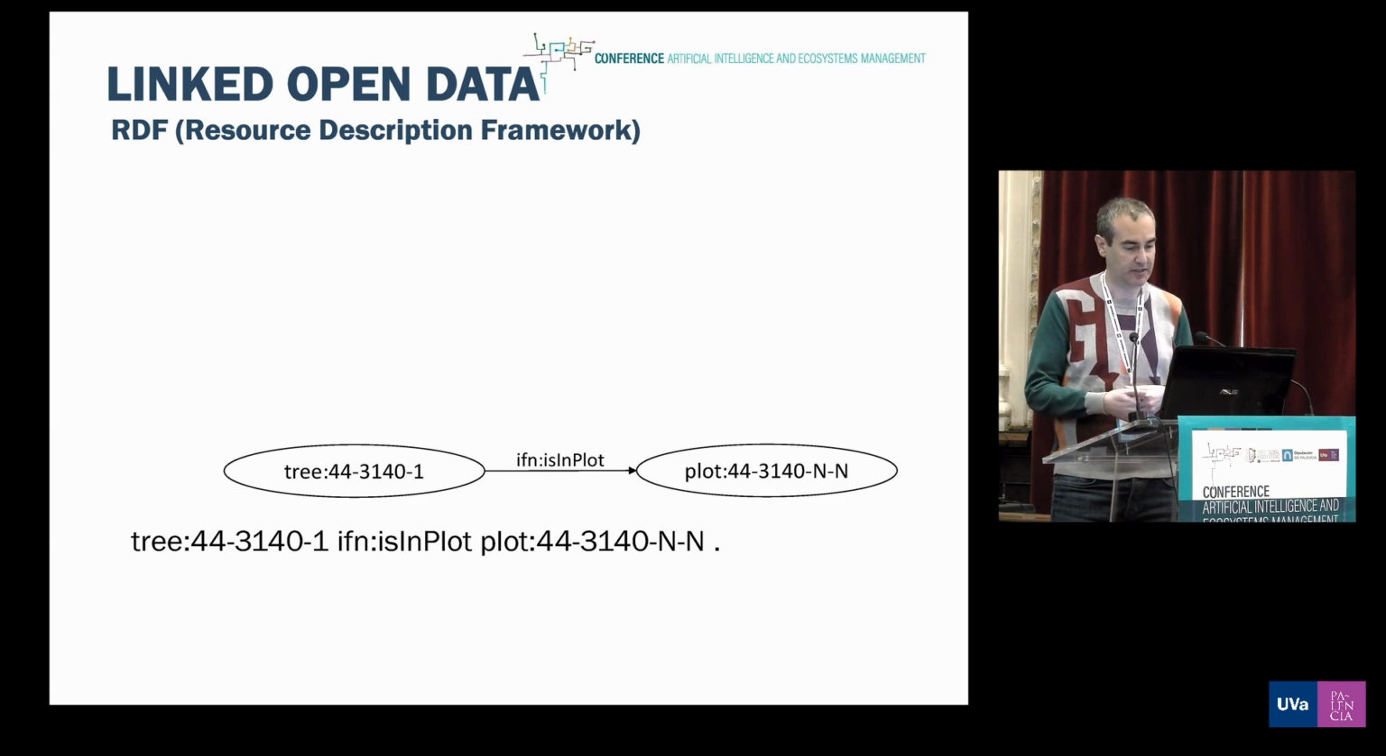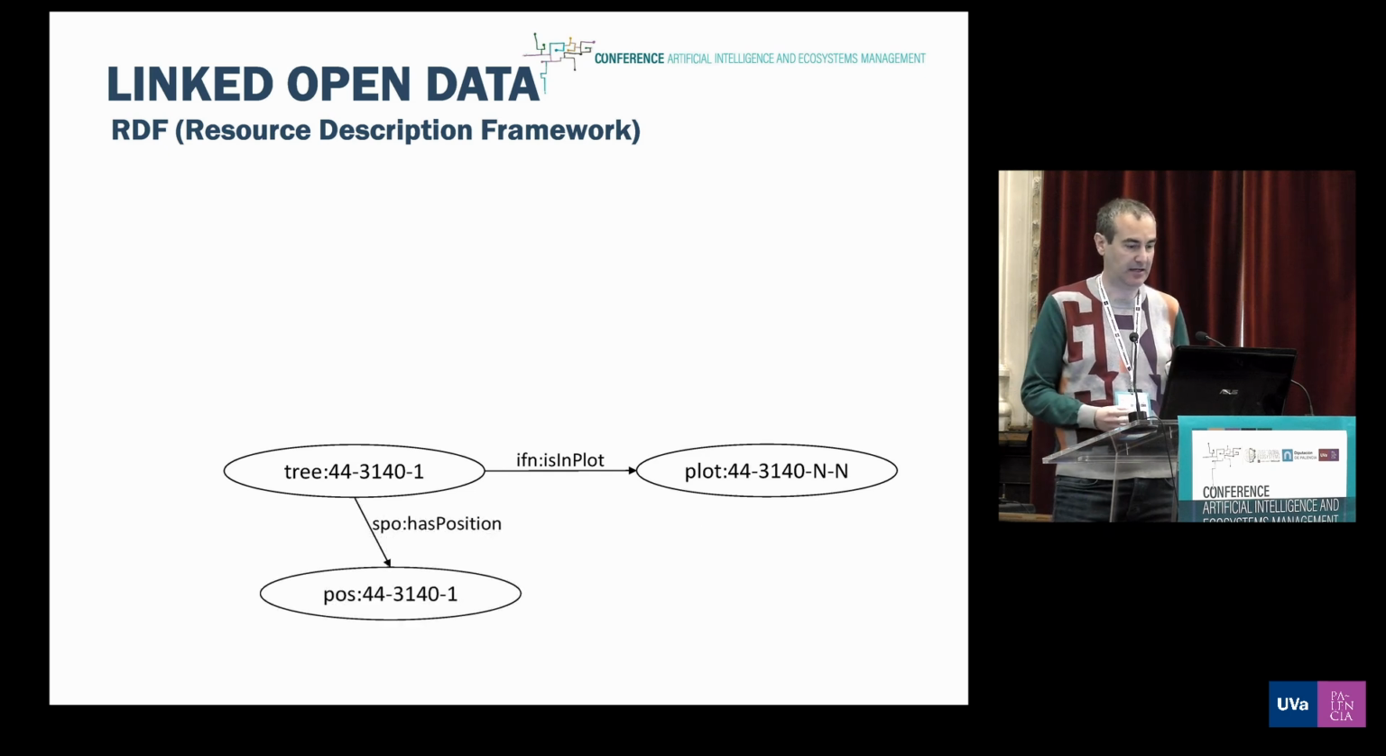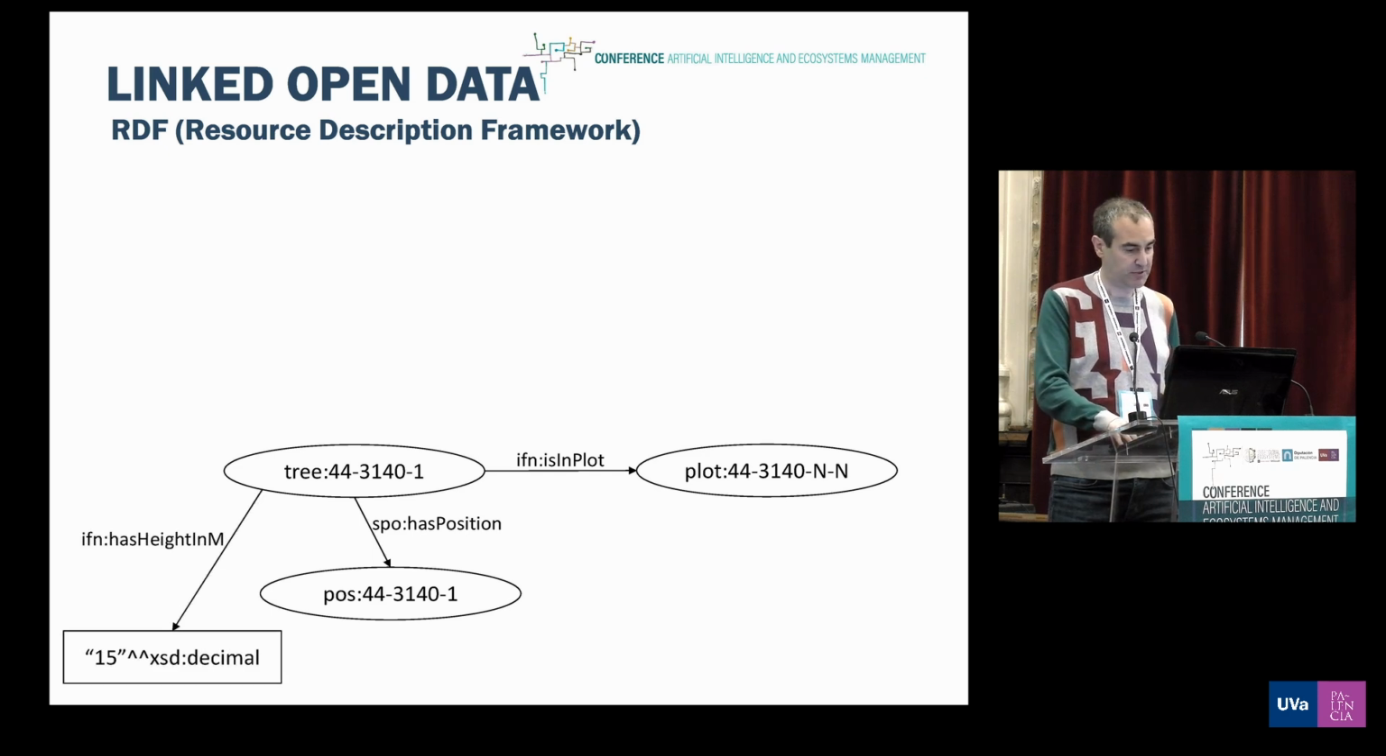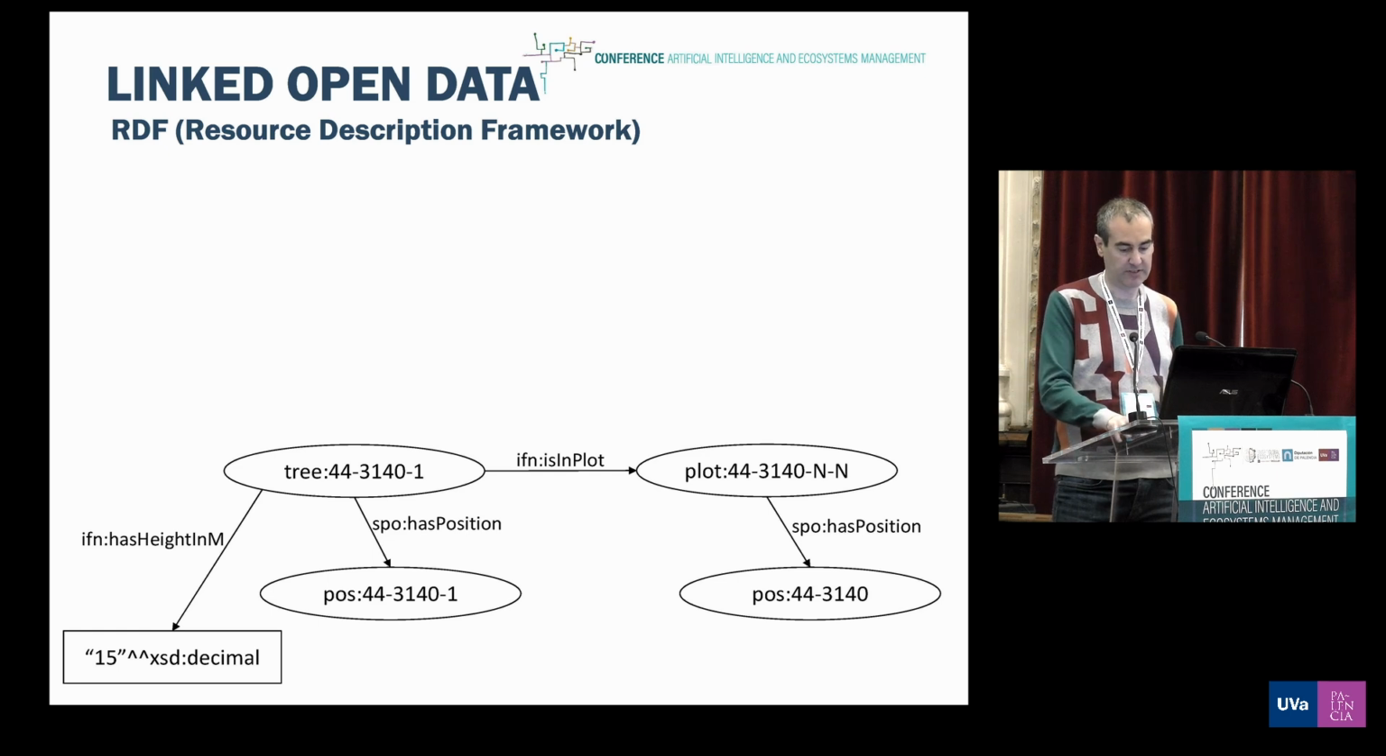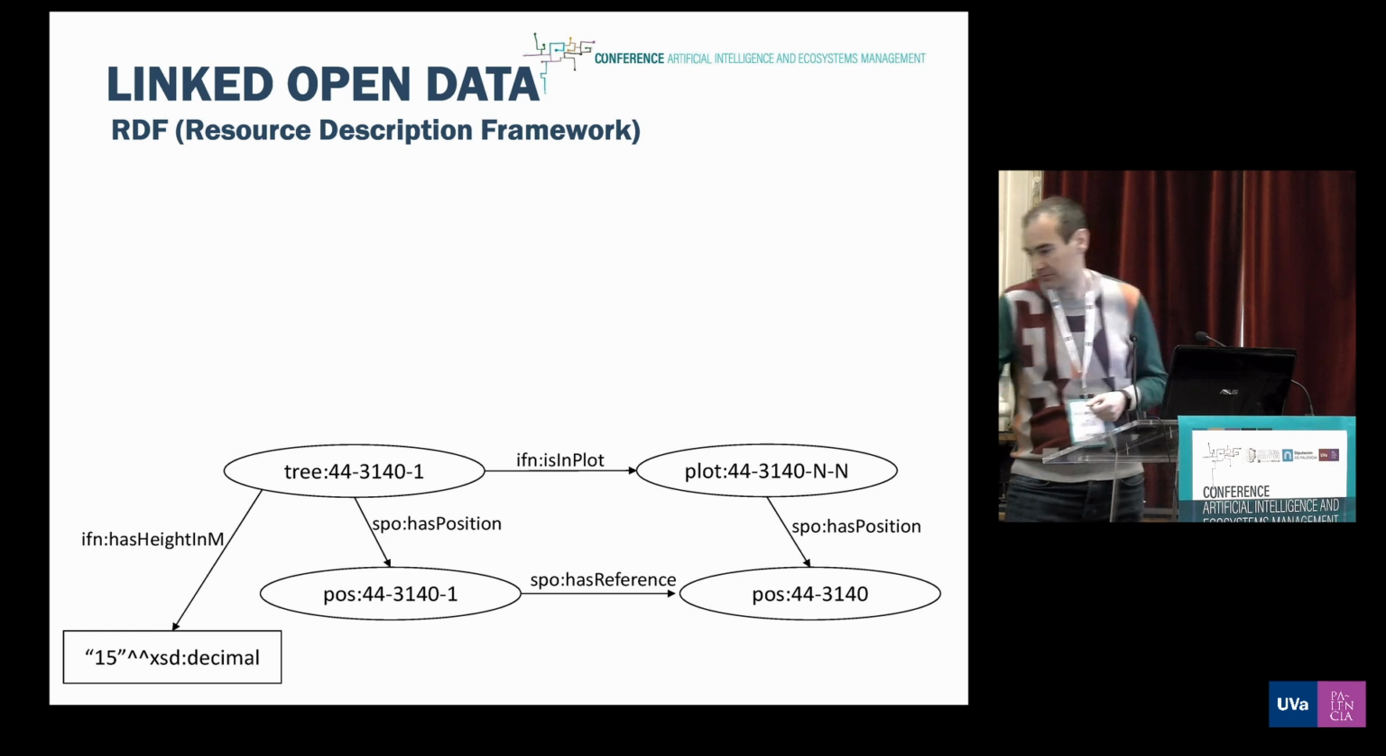The nodes represent the resources, and the edge is the property that relates them. And if we use the same IRI, the same resource, in other triples, we basically end up with a directed labeled graph. So we can say that this tree has a position or has a height in meters, or the plot has a position, or the position of the tree is relative to the position of the plot.